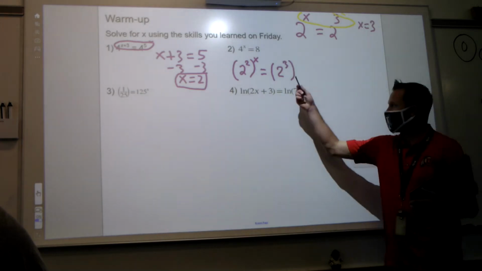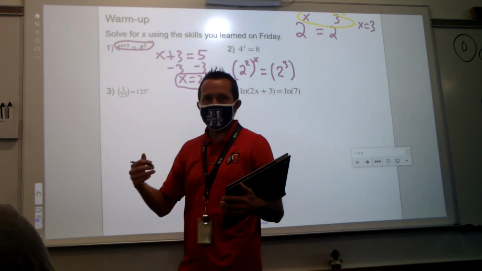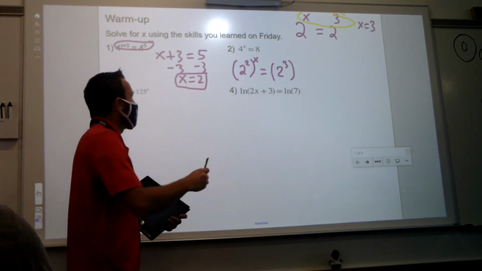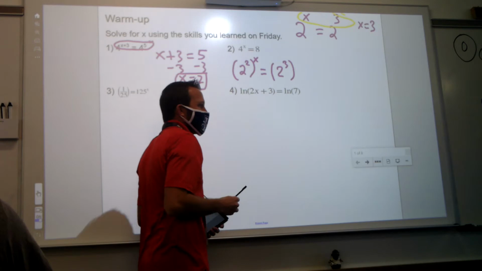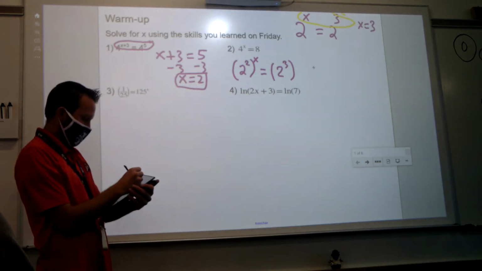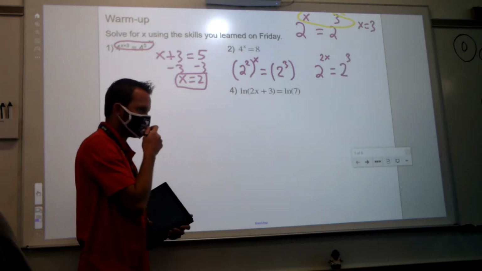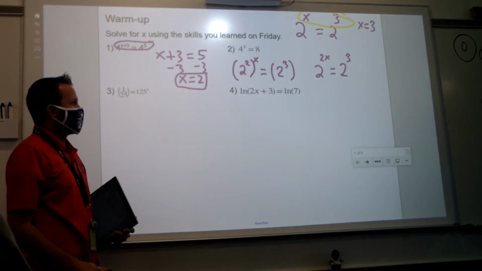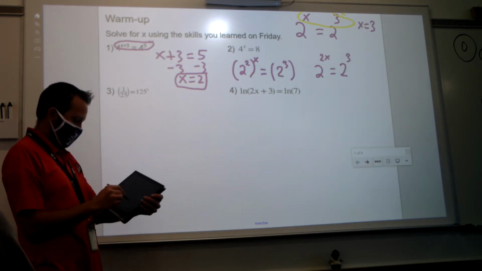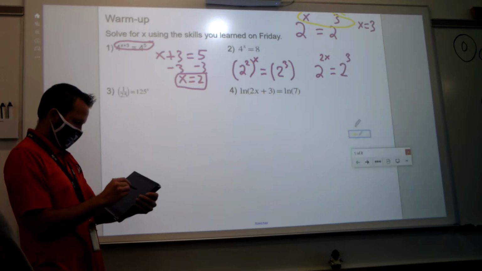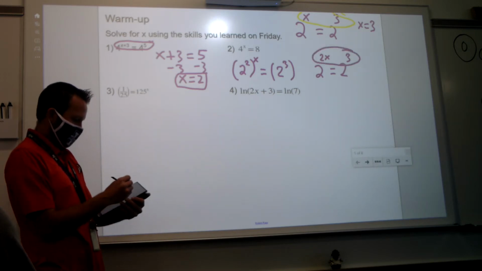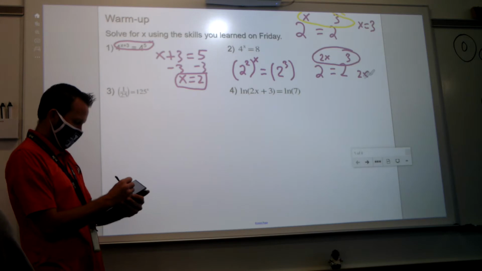So now do I have a common base? Yep, it's both 2. So I'm going to rewrite this. If you have exponents like that, they're actually multiplying by each other. So this tells me that 2 to the 2x is equal to 2 to the third. Now I have the bases are the same. So guys, what do we do with those exponents? We set them equal. So I'm going to get 2x is equal to 3. And then if I divide by 2, I get x is 3 halves. There's my answer.